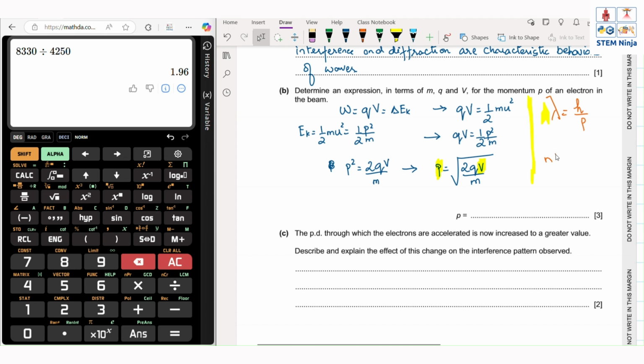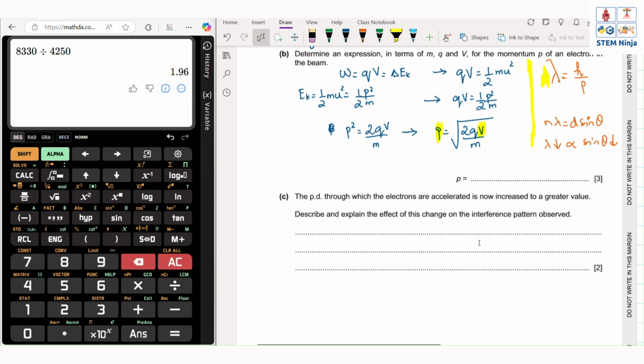Why? Because if you remember, we had n lambda is equal to d sine theta. So if lambda comes down, the sine theta, which is approximately closely related to theta, also comes down. So the rings will come closer to each other. The radii of the rings will come closer to each other. So that's what we have to do.